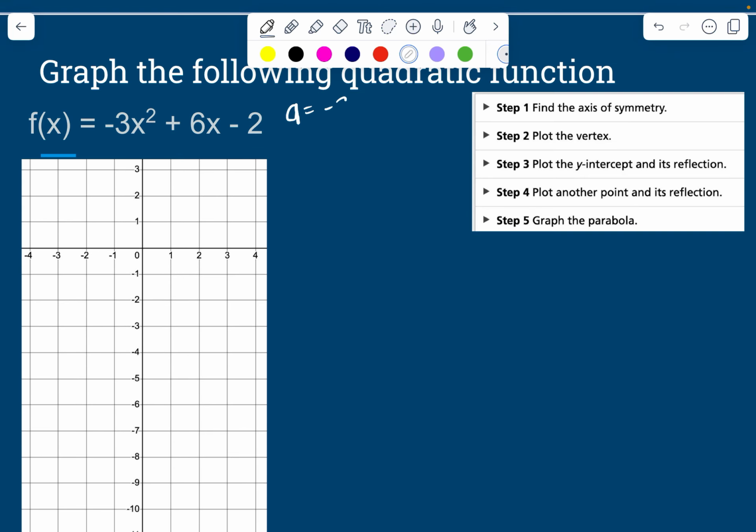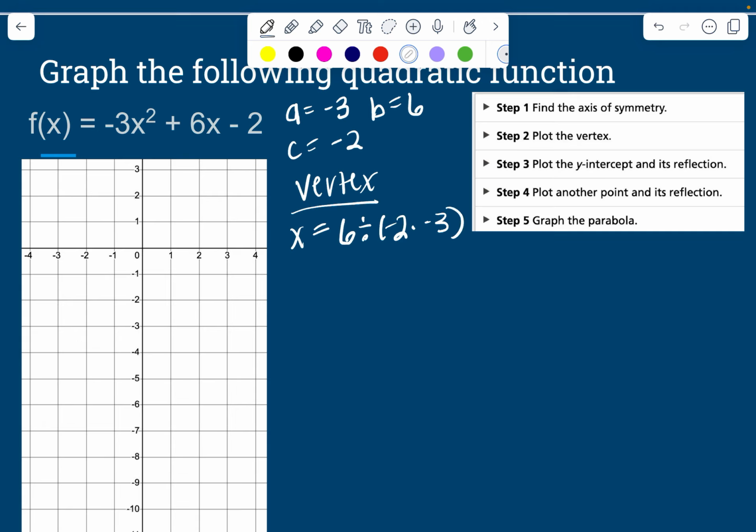In this case, a is negative 3, so I know my graph will be upside down. B is 6, C is negative 2. For our vertex, our x value is b divided by negative 2 times a, which gives us an x value of 1.